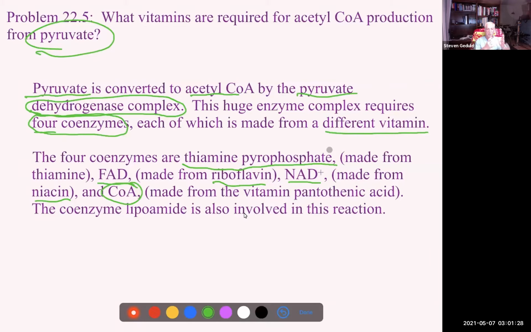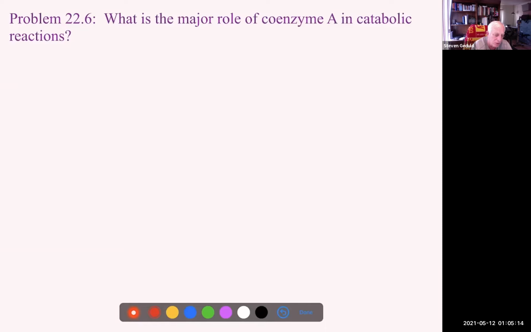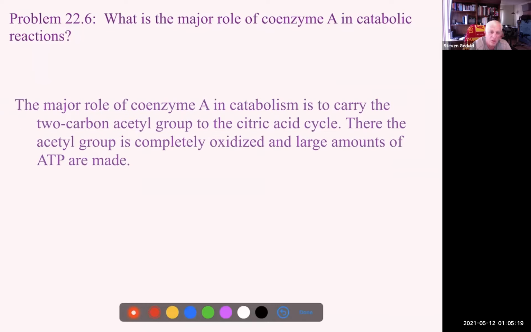Okay, the coenzyme lipoamide is also involved in this reaction too. So what's the major role of coenzyme A in catabolic reactions? The major role of coenzyme A is that it carries 2 carbon acetyl groups to the citric acid cycle. Remember, it bonds to it and allows the citric acid cycle to spin. Their acetyl group is completely oxidized and large amounts of ATP are made. That's what coenzyme A does. It allows the citric acid cycle to circulate and it can produce a large amount of ATP from your acetyl groups, which you got from glycolysis where it's broken down.